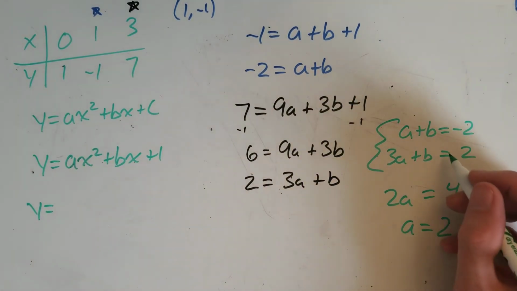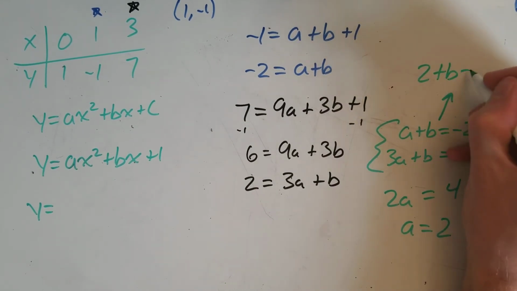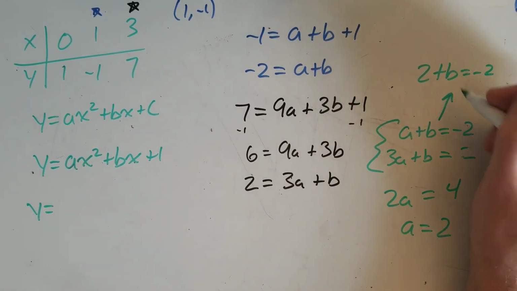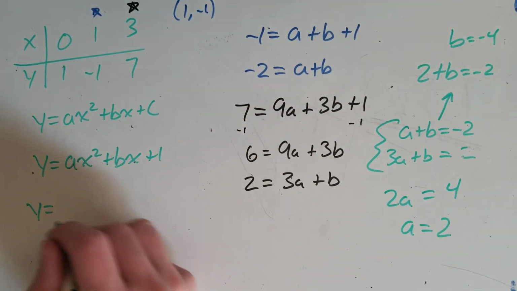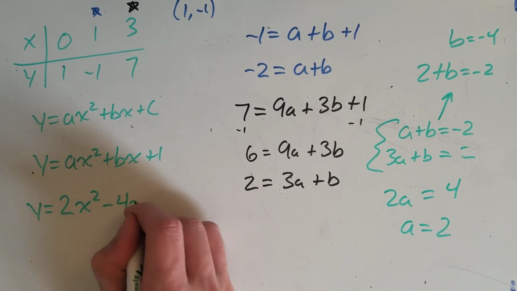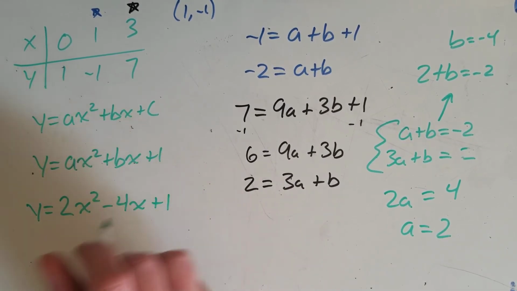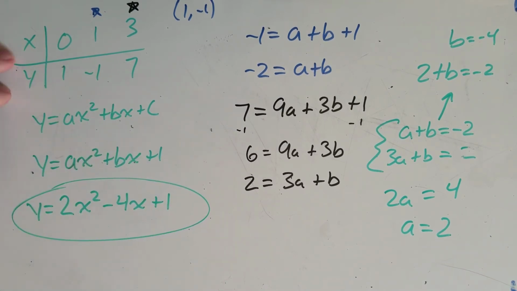And then we can substitute back in to find b. We'll use this top equation. 2 plus b equals -2, so you could subtract 2 from both sides, and b is equal to -4. So when we substitute in, we have 2x squared minus 4x plus 1. This is our equation for the parabola through these 3 points.